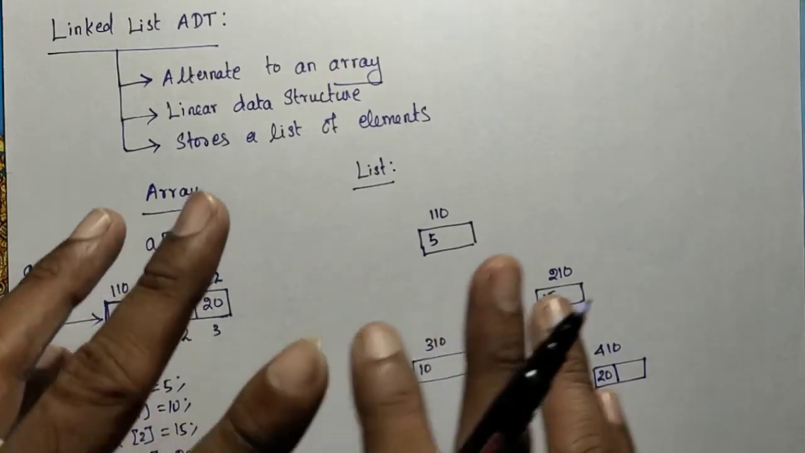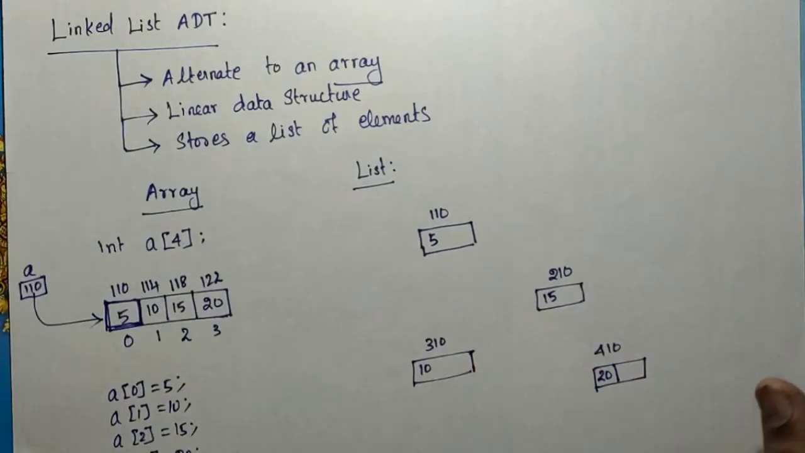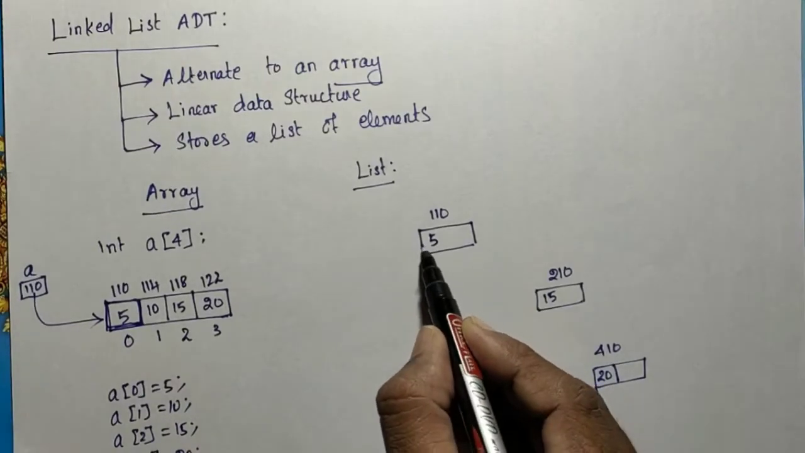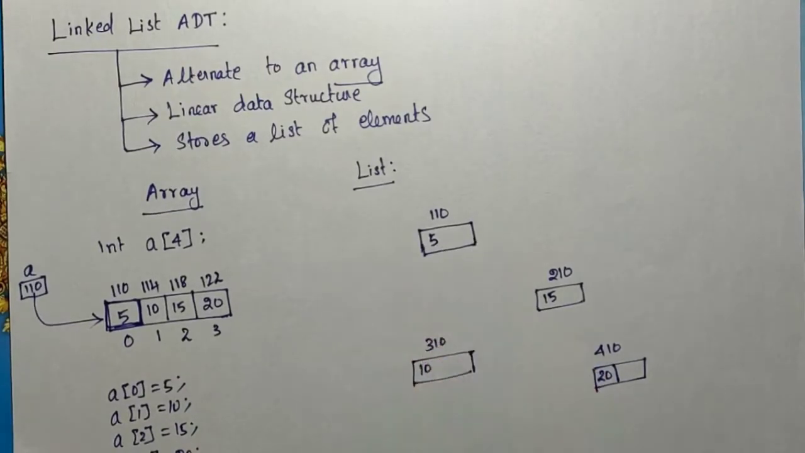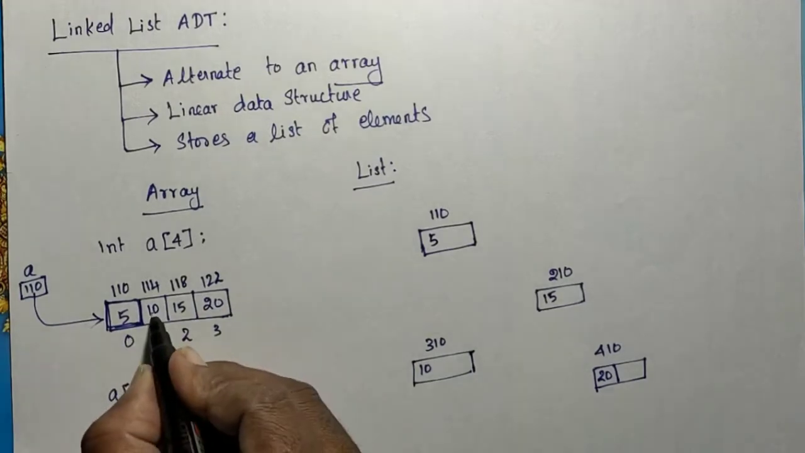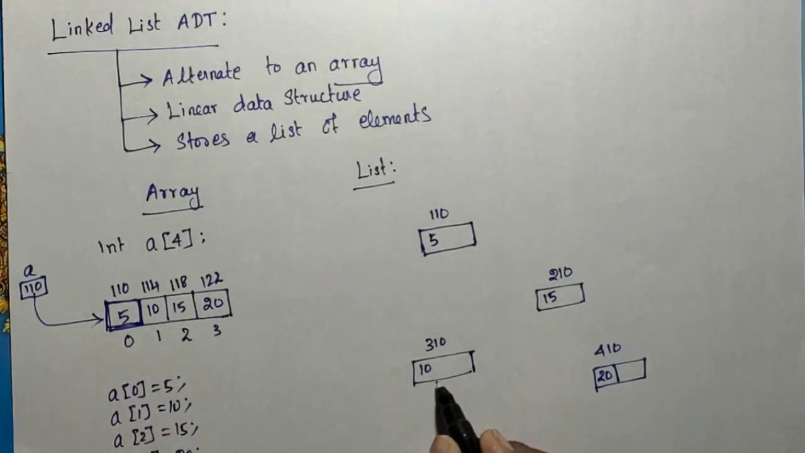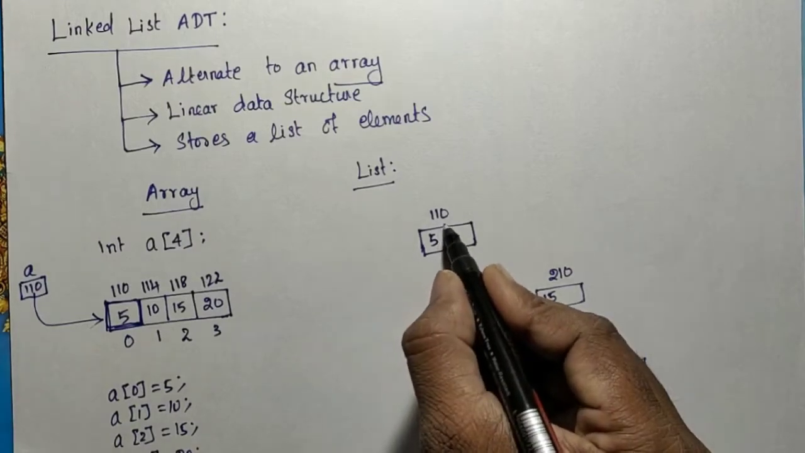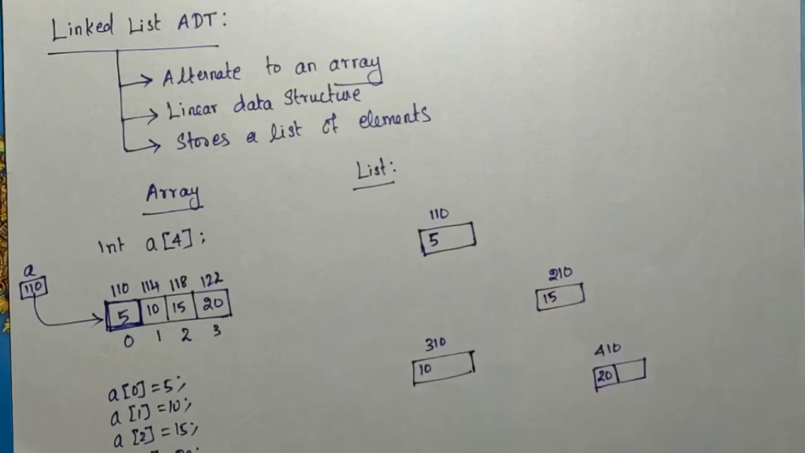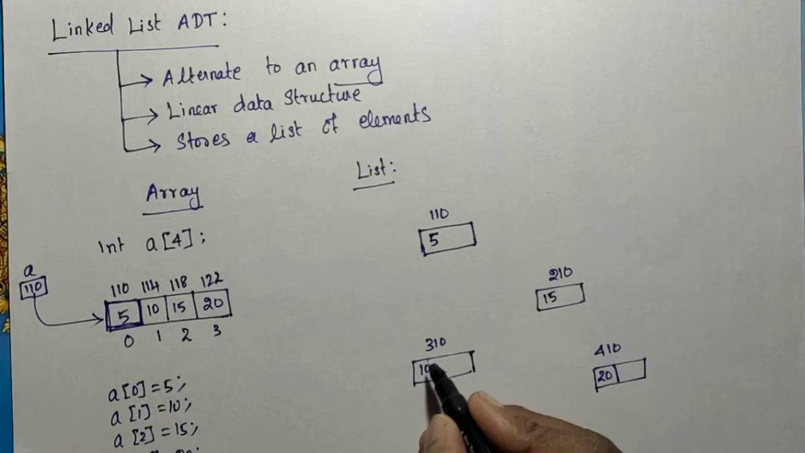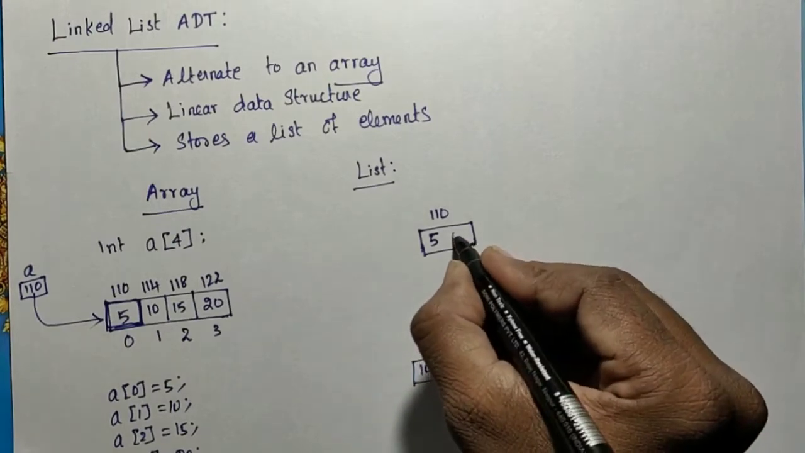Even if the elements are distributed over the memory, the elements are going to be linked in some way. Linked in some way means, here the first element in that list is 5. If we want to set the next element in the list as 10, I need to inform the 110 who is next in that list. Who is next? This 10. So that 10's memory location, that is 310, I need to store here.